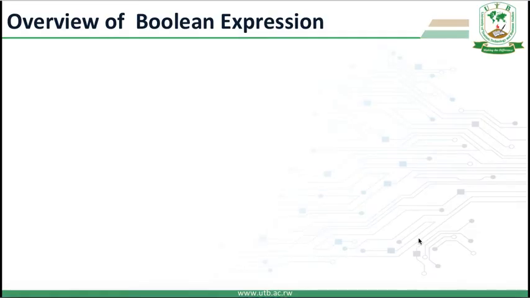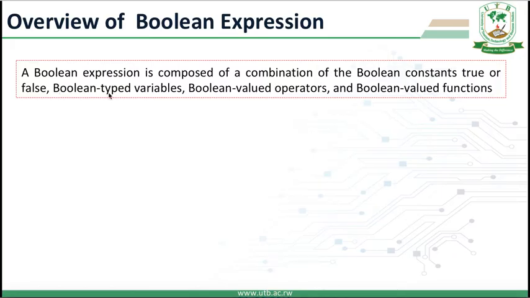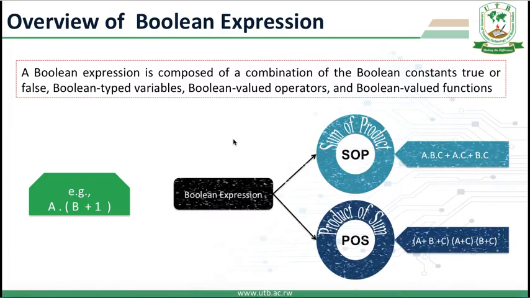Overview of Boolean expression. A Boolean expression is composed of a combination of Boolean constants, true or false, Boolean type variables, Boolean valued operators, and Boolean valued functions. These are examples where A, B are Boolean type variables and 1 is a Boolean constant. Boolean expressions are divided into two parts. SOP stands for sum of product and POS for product of sums. So this is an example of the SOP and this is an example of POS, as I explained in the previous video.